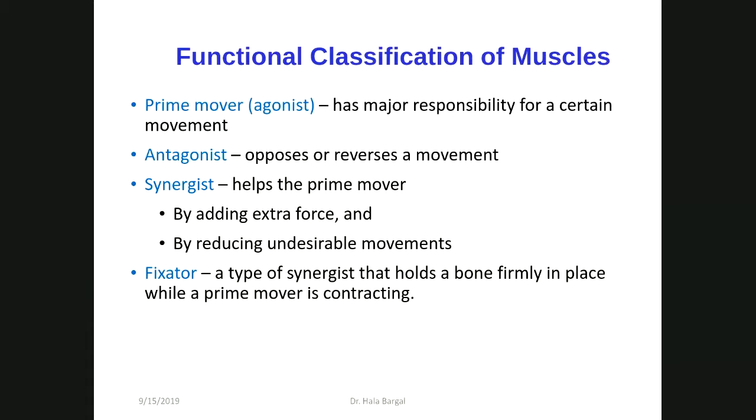Understand? So the third classification of the muscles is the functional classification. Prime mover means agonist, has a major responsibility for the movement. Antagonist opposes the action. Synergist helps and maintains the action. Fixator maintains the joint in position. Let us have another example over the lower limb.